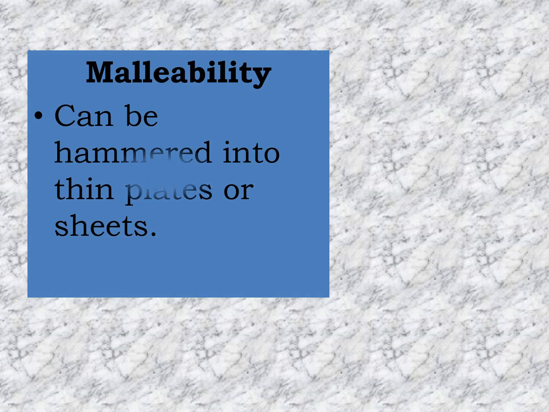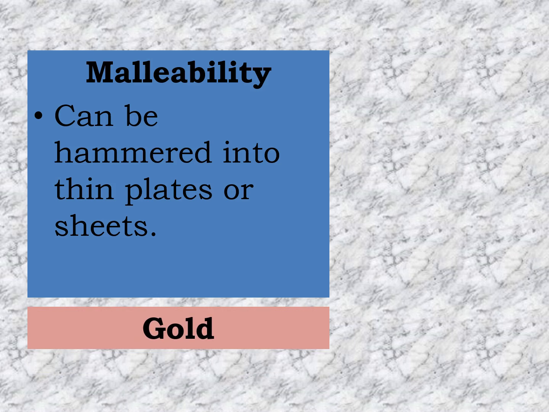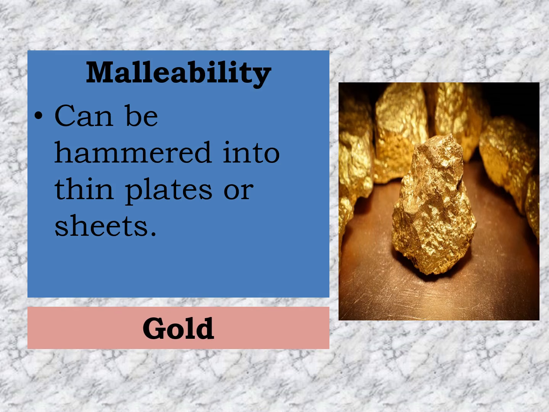Second is malleability. So in malleability, the substance can be hammered into thin plates or sheets. So we have here gold. So gold is one of the densest of all metals. So it is also the softest and most malleable of the elements. So just an ounce of gold could be pounded into a thin sheet that could be spread over an area of 1,000 square feet.